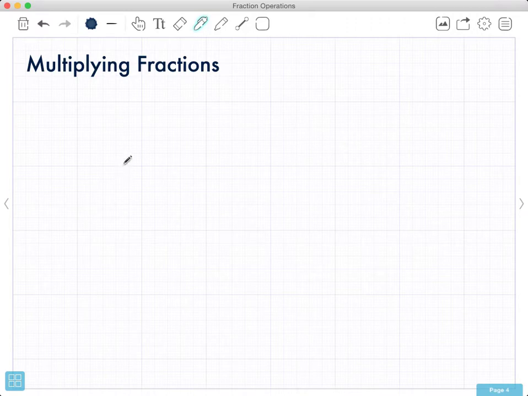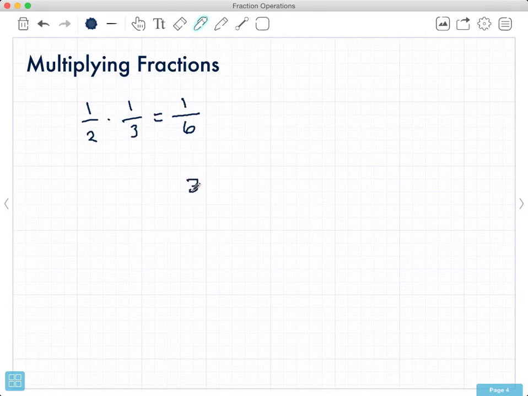When you're multiplying fractions, it's actually an easier task than when you're adding or subtracting fractions because you do not require a common denominator. If we want to do a half times a third, you simply multiply the numerators. 1 times 1 is 1. And you multiply the denominators. 2 times 3 is 6.